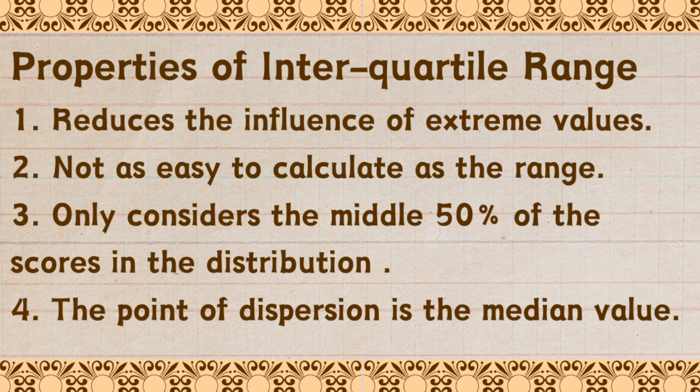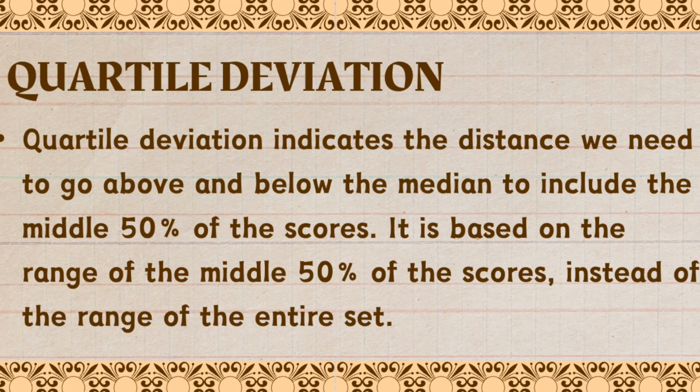Properties of interquartile range. Number 1, reduce the influence of extreme values. Number 2, not as easy to calculate as the range. Number 3, only consider the middle 50% of the scores in the distribution. Number 4, the point of dispersion is the median value.